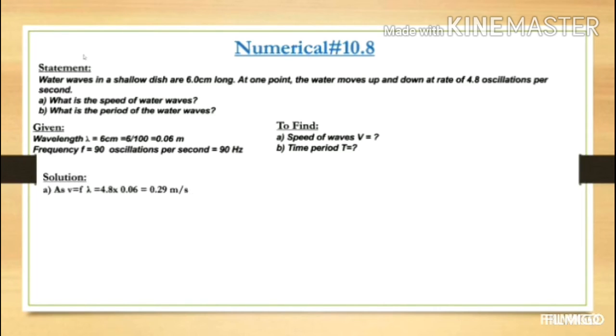In solution, by using formula V equal to f lambda, by putting values of f and lambda, that is 4.8 into 0.06, we will get 0.29 meter per second, and time period and frequency is T is equal to 1 over f. By putting values of frequency 1 over 4.8, this will equal to 0.21 second. So velocity is 0.29 meter per second.